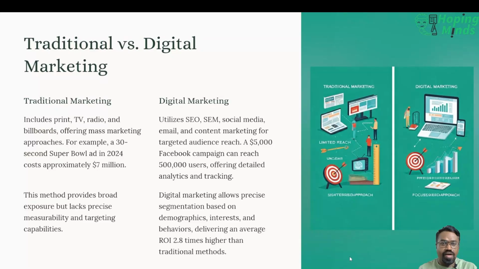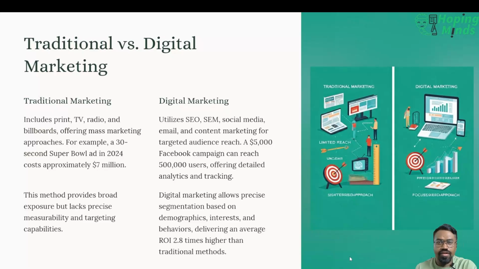Wherein in digital marketing, a $5,000 Facebook campaign can reach up to 5 lakh users, right? And it comes along with detailed analytics and tracking. So the businesses who are using digital marketing can track and analyze the complete results, how many people they are reaching out to, and they can take measured actions.